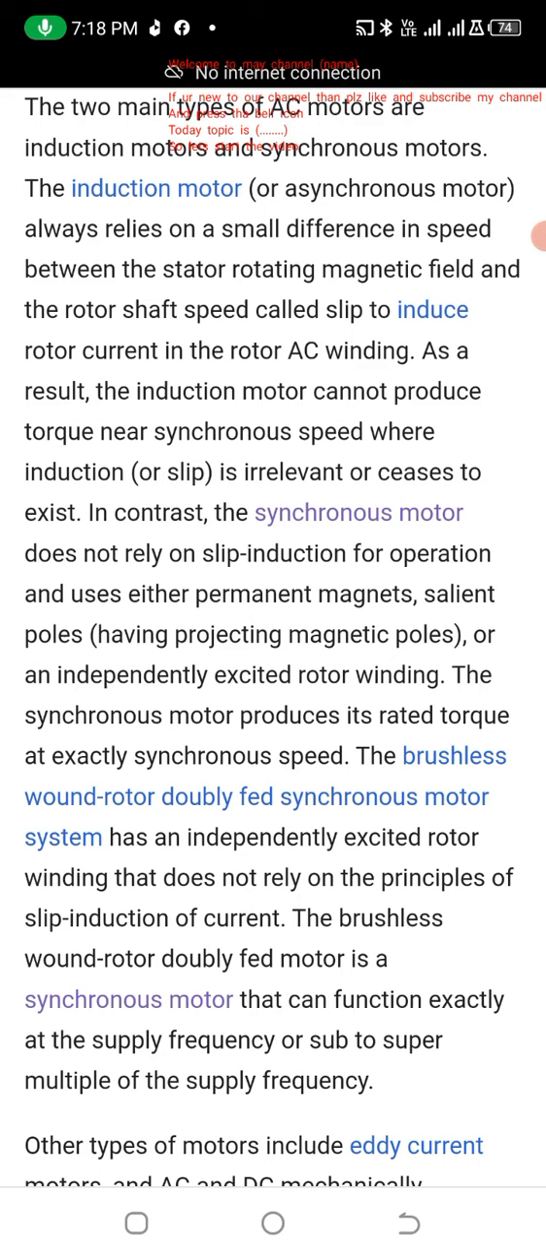The brushless wound rotor doubly fed synchronous motor system has an independently excited rotor winding that does not rely on the principle of slip induction of current. The brushless wound rotor doubly fed motor is a synchronous motor that can function exactly at the supply frequency or sub to super multiple of supply frequency.